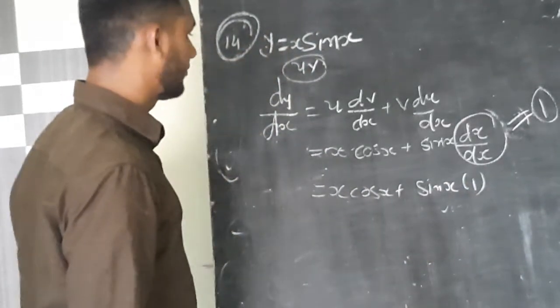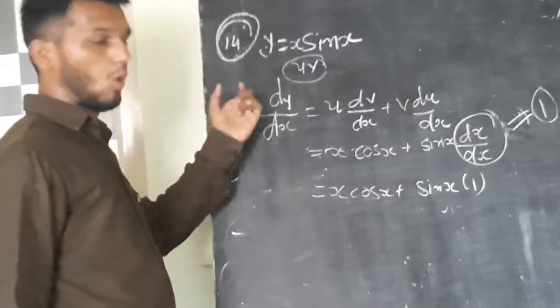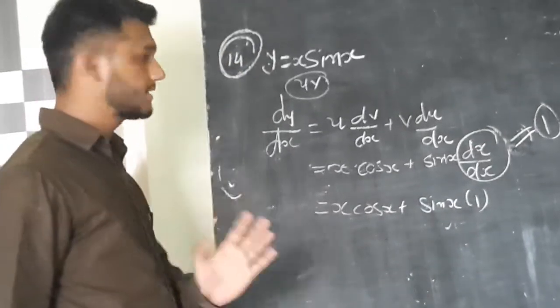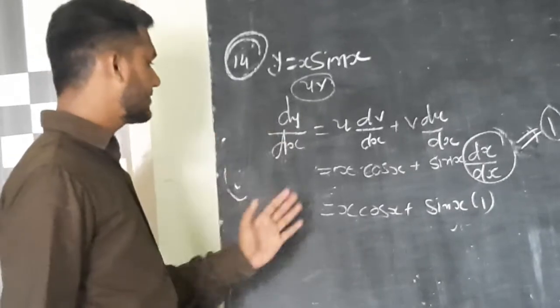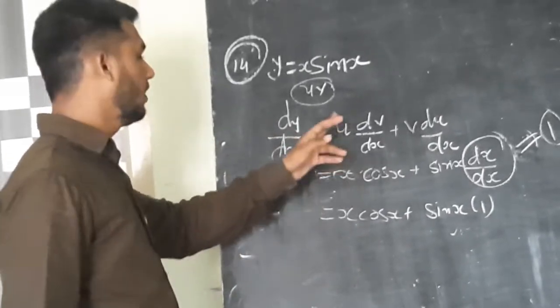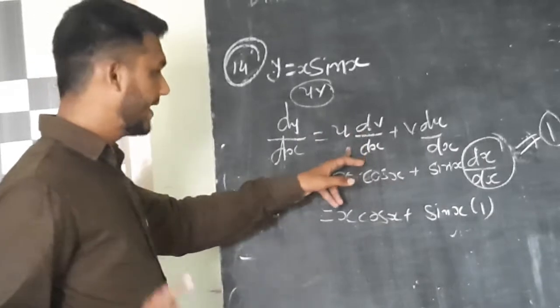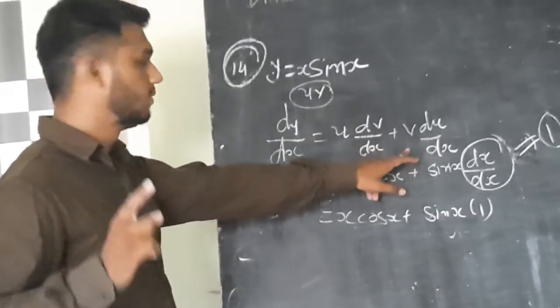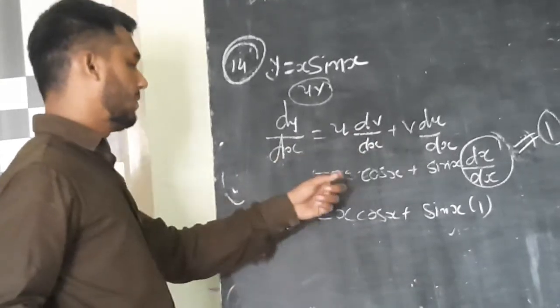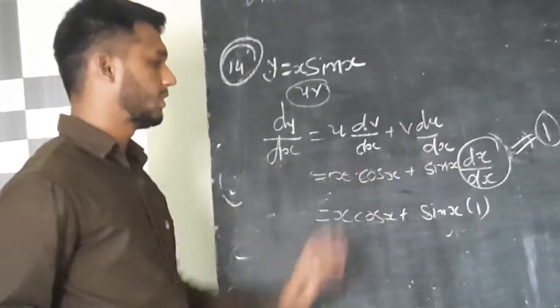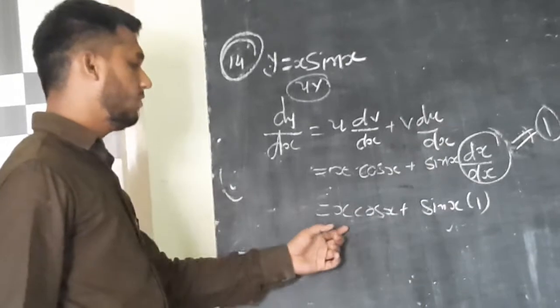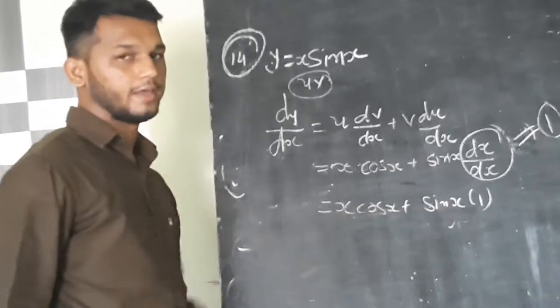So this is our formula number 14. If y is equal to x sin x, then when we take d by dx, what will happen? We get u dv by dx plus v du by dx. Remember, x cos x plus sin x, dx upon dx. So we get the value x cos x plus sin x.